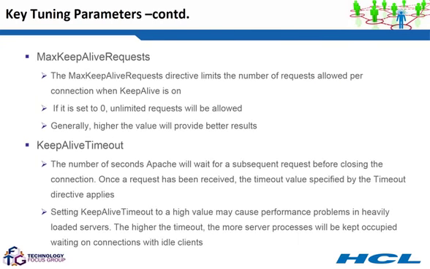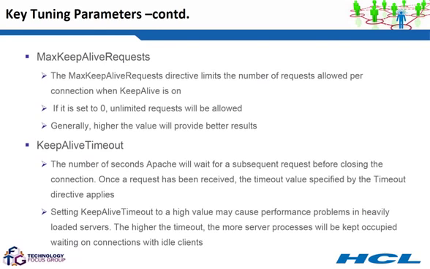Max keep alive request. Once you have enabled keep alive, how many requests should be allowed in that connection? This property will determine that. You can specify 100, 200 depending upon your application characteristics. But if you set it to 0, unlimited requests will be allowed.